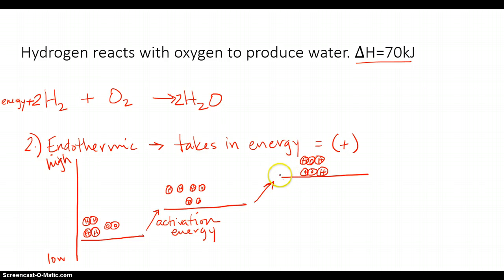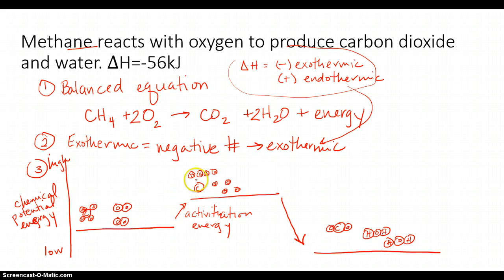And so here's how you can tell. So whenever you have an endothermic reaction, this is how you would see the potential energy, chemical potential energy. Whenever you have an exothermic chemical reaction, you see that it drops down. That's the difference. Both of them still have that activation energy that they require.